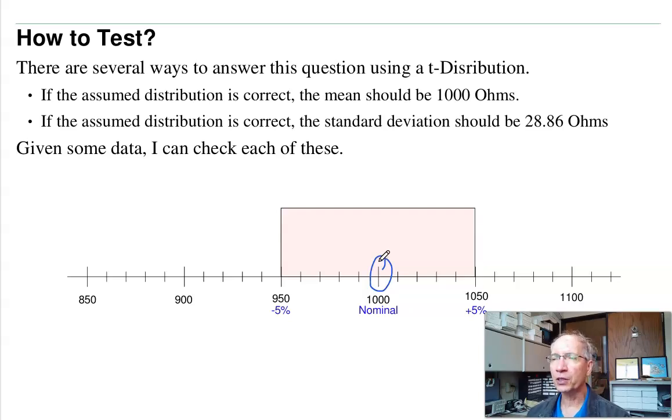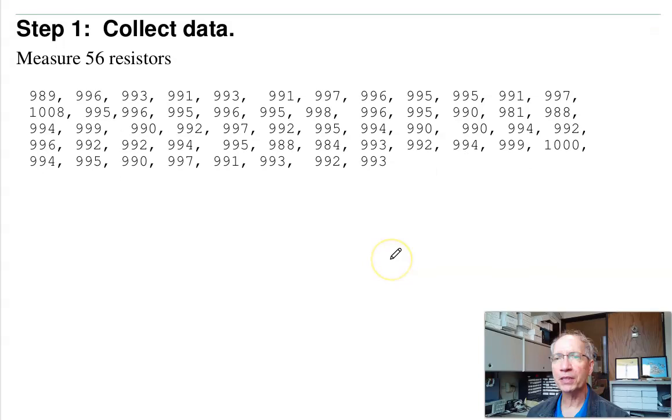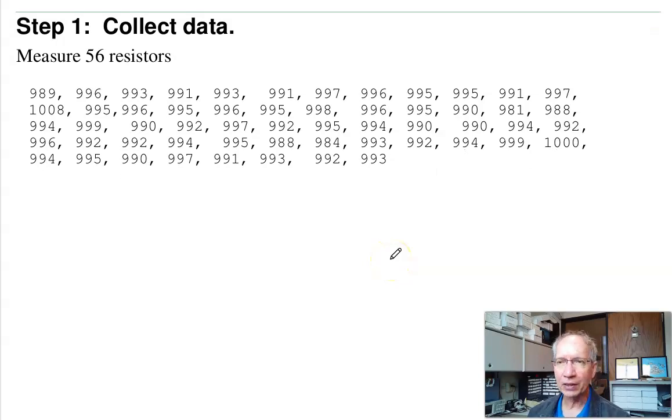If this is a uniform distribution, the standard deviation should be 28.86 ohms. The variance is the spread squared divided by 12. Is that correct? Given some data, I can check each of those. So the first step is to collect some data. Here I went out and took a bunch of 1,000 ohm resistors and measured the resistance. There's the data I got.